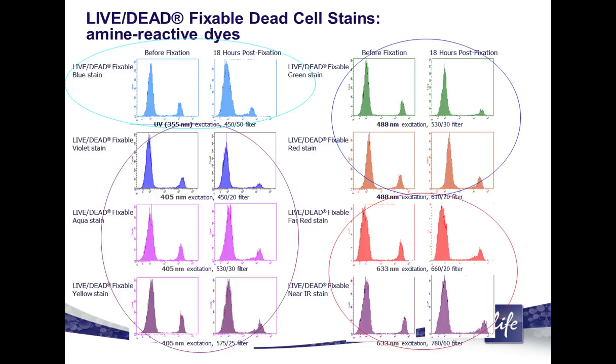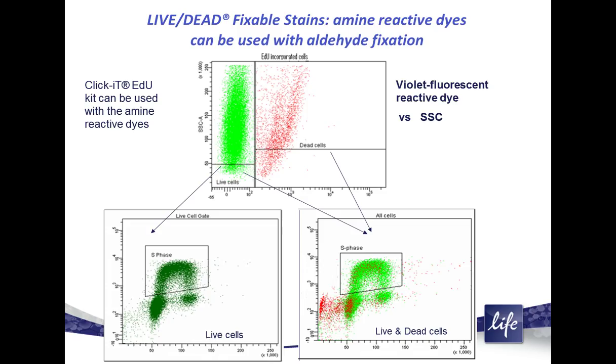The fixable violet is read in the Pacific blue channel. Fixable aqua is used in the M-cyan or V500 channel. The fixable near IR is read in the channel used for APC-Cy7. And if you do have a UV laser, the fixable blue is available for use with UV.